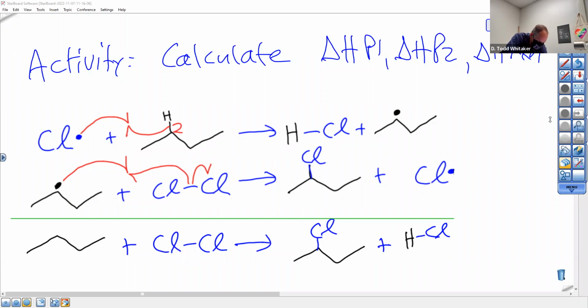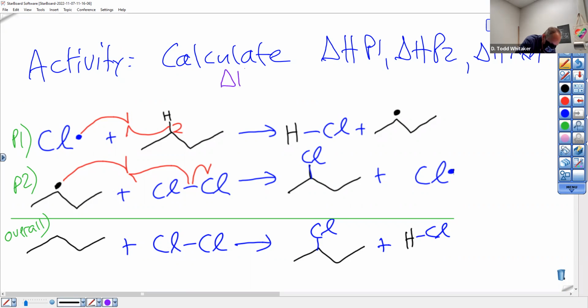So what we have here is prop 1. I didn't label it on this one, but that was this one. Prop 1, prop 2, and overall. And I'm going to put my delta H's. Delta H is always in kilojoules per mole because that's what this handout says. So I put it there. So if I write things in purple now, they're in kilojoules per mole.